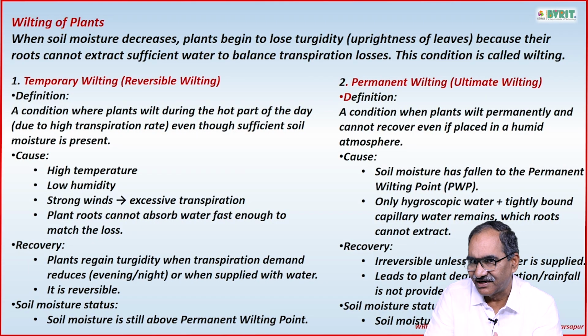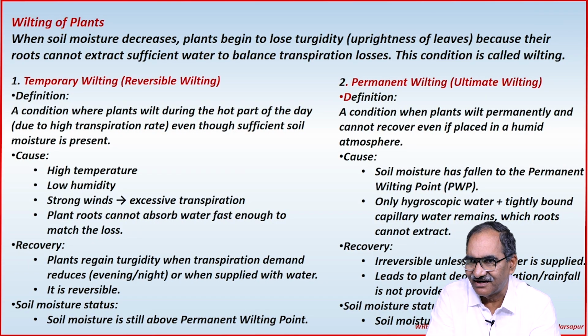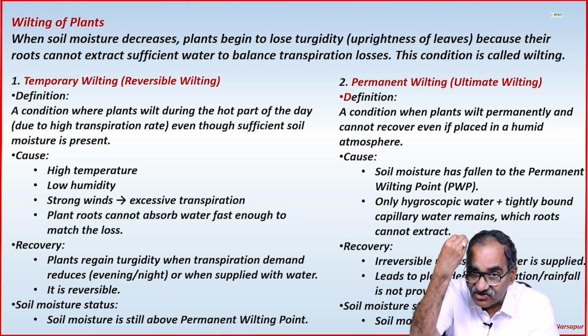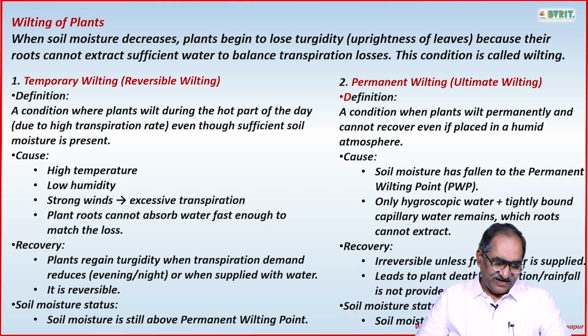So that is the temporary thing. If the plant is able to recover, then we call it temporary wilting. Whereas if the plant is not able to recover at all, the plant dies. That is what we call permanent wilting.